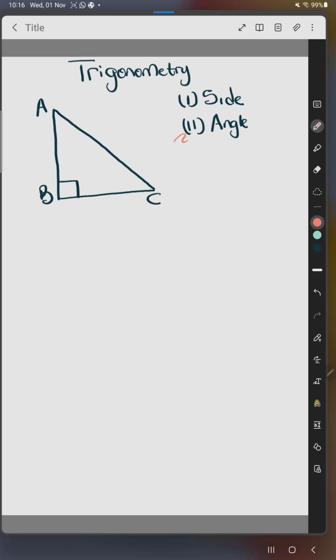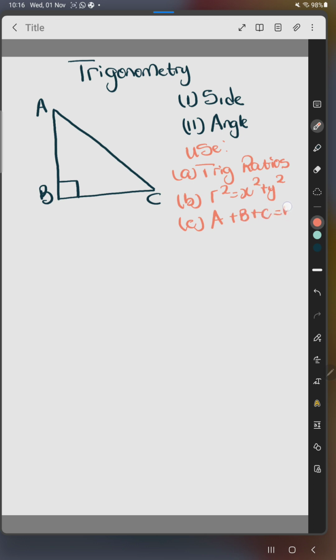Now, when you have this, what are we going to use? Number one, the trig ratios. Number two, the theorem of Pythagoras. Then number three, the sum of the angles of a triangle, which is A plus B plus C, equal to 180. These are the three things that we are going to use when we are talking about trigonometry.